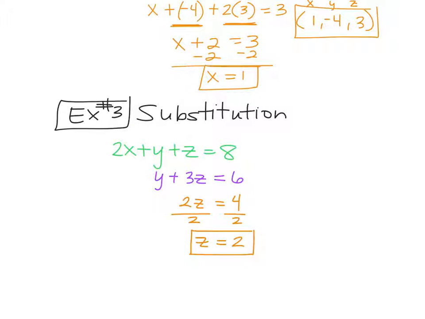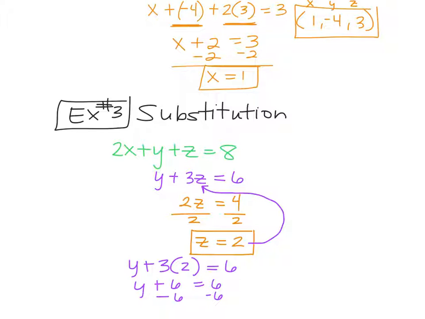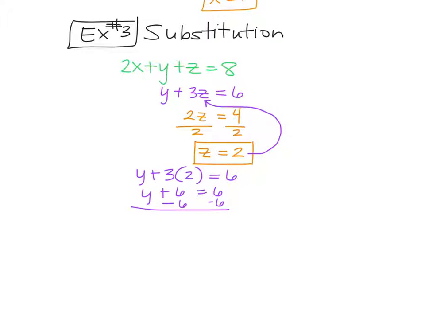Okay, so z is 2. Guys, this one's easy. Look, z is 2. We got that done already. Plug that 2 back in here. y plus 3 times 2 equals 6. y plus 6 equals 6. y is 0. Okay, got our y already.